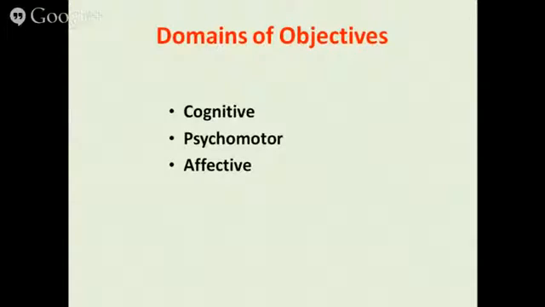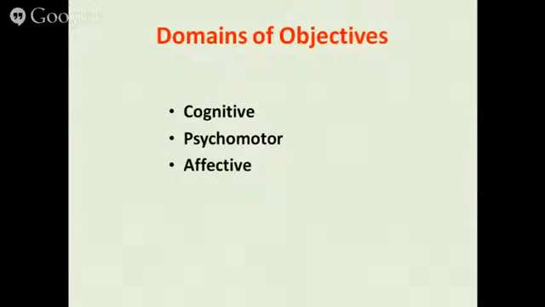Objectives fall in 3 different domains. One is the cognitive domain. That means anything related to acquisition of information, that is related to your brain, is cognitive. Anything which has to do with acquisition of skills falls in the domain of psychomotor, that is skill acquisition. The affective domain deals with attitudes, values, and behavior.